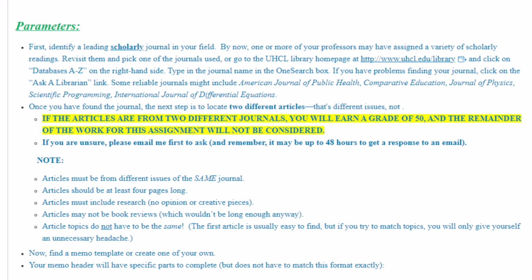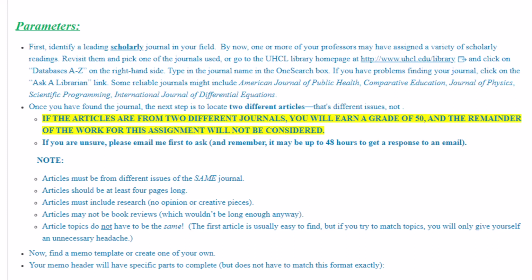For example, if you are using Time magazine, which you cannot, by the way, that is a popular magazine, not a scholarly peer-reviewed journal, but if you were using an article from January 2023 in Time magazine, the other article you choose must be from a different edition, perhaps June of 2014. It doesn't really matter as long as it's the same publication at a different time.